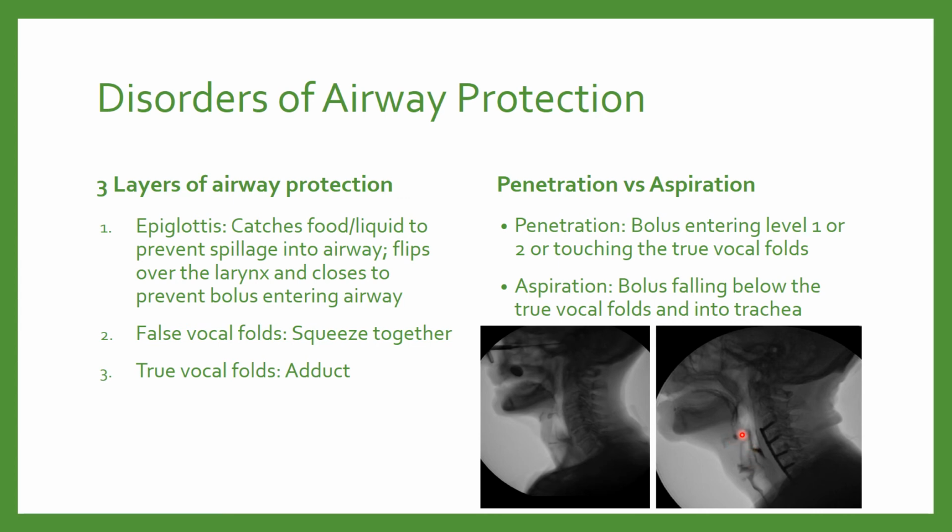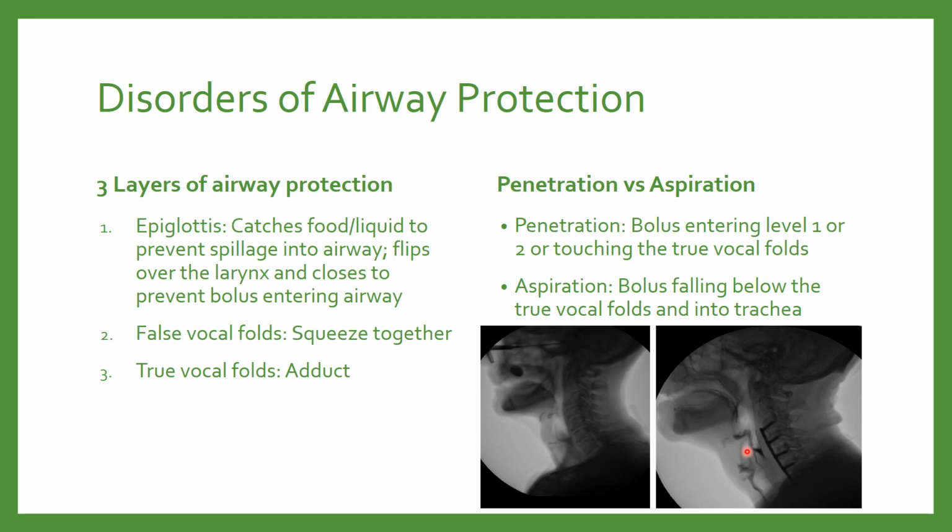If anything slips past this first layer of protection, we have the second layer of protection where the false vocal folds squeeze together into a sphincter. That way, if anything has fallen in, if they're strong enough, they can push that food or liquid back out and into the pharynx. And then our final layer of protection is the true vocal folds, and those are the vocal folds closed together, or adduct, to keep anything from spilling into the airway.